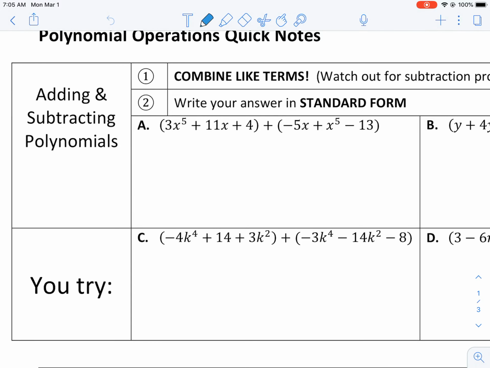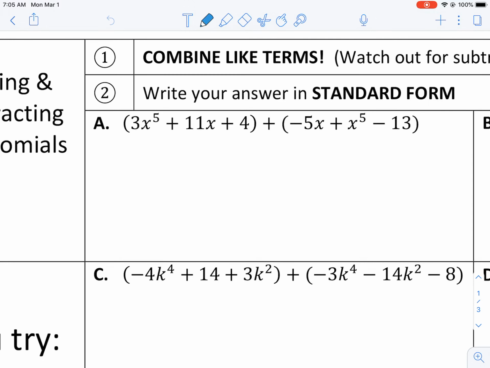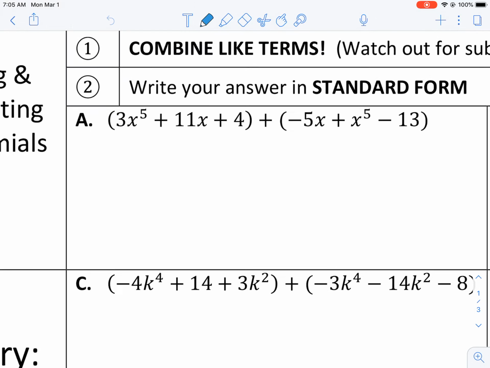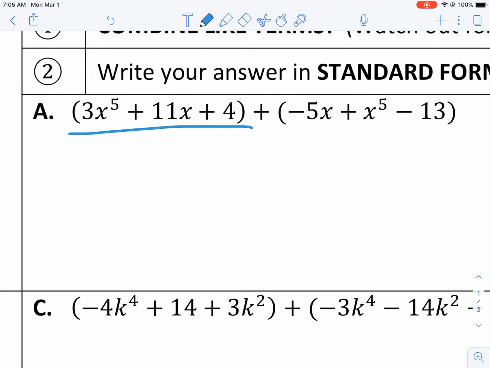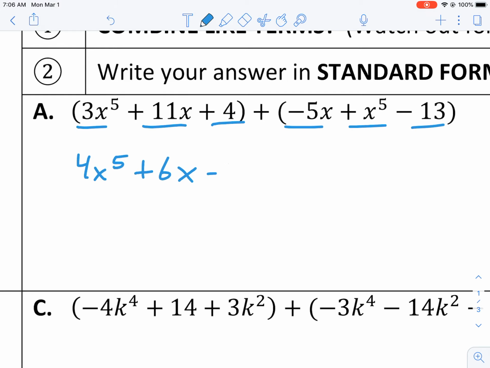So adding polynomials is literally just combining like terms. The fact that these are grouped together doesn't really make a difference at all with what's going on. So you just have to find the like terms. 3x plus x, that's 4x. And then 11x minus 5x, that's 6x, and 4 minus 13, that's negative 9. So that's the answer. That's literally all you do.